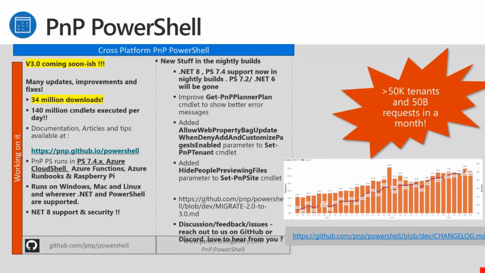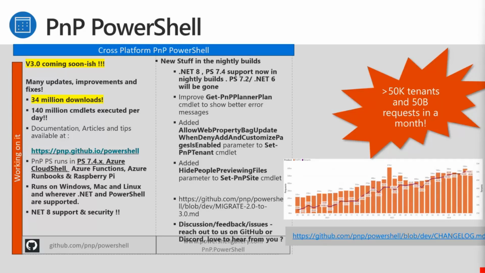And then in here, PnP PowerShell. Gautam could not make it today as well. This is built on top of the PnP Core SDK, so using Graph and SharePoint REST APIs, CSOM APIs, all of that behind the scenes. A lot of changes here as well. V3 coming soon on here, 34 million downloads altogether, and 140 million command lines executed per day, which is mind-boggling.